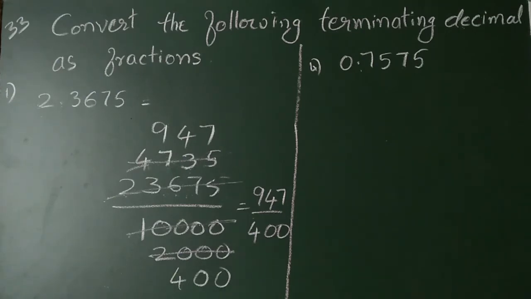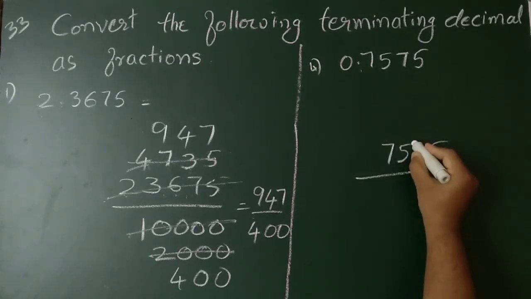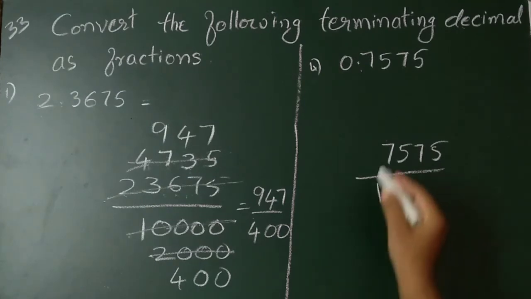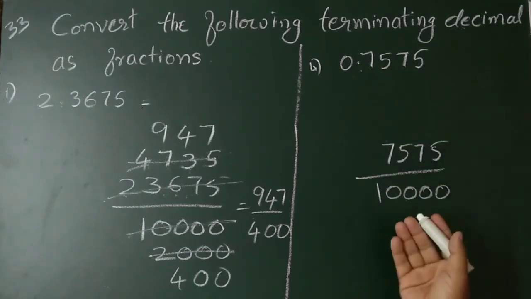Here there is 0.7575. So I am writing it directly as 7575. Instead of the point, 1, and 4 digits are there, so 4 zeros. So surely it will go with the 5 table.